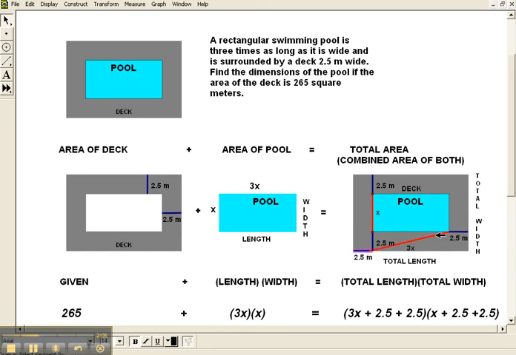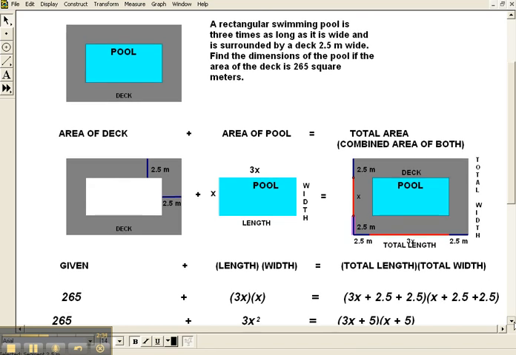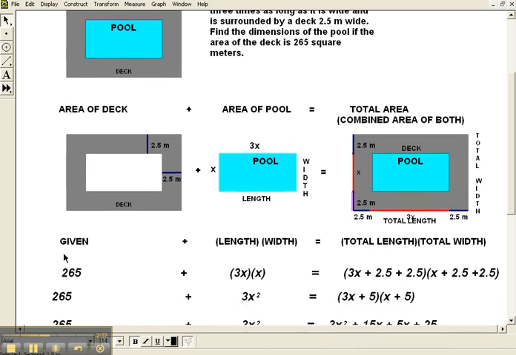So the total length is this blue line segment, the 2.5 meter width, plus 3x plus 2.5, or 3x plus 2.5 plus 2.5. The total width of the deck and the pool is the width of the pool, the x, plus the 2.5 meters of decking on each side of the pool. So the total width would be x plus 2.5 plus 2.5. We can simplify this equation.